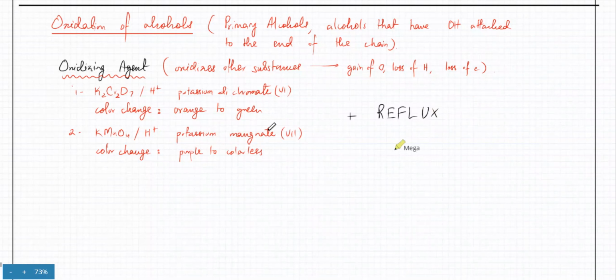Reflux is basically heating of volatile substances. You always heat volatile substances by reflux. What are volatile substances? Substances that have low melting and boiling points. So one example is alcohols.